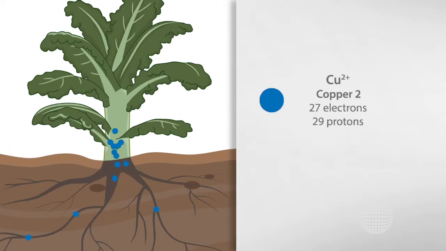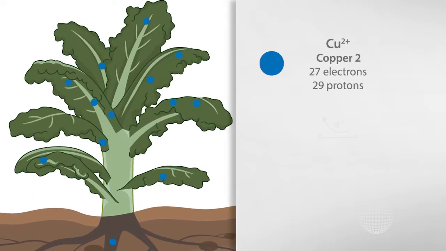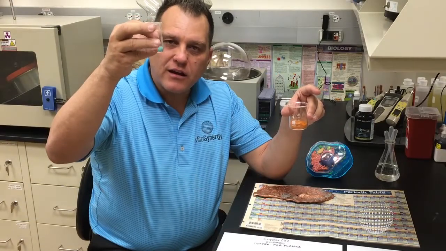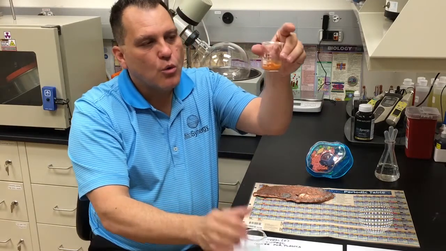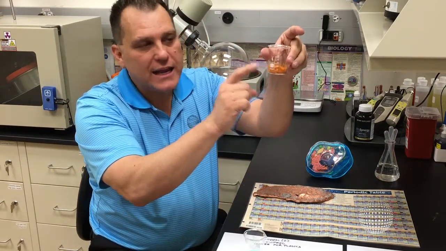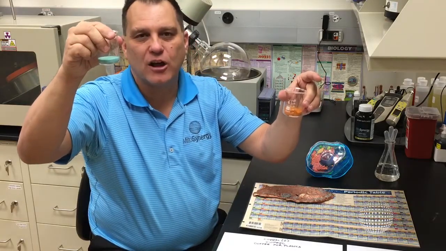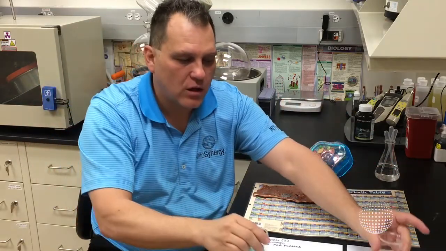Then the plants take copper 2, give it back 1 electron, and make it human copper. Copper 1, cuprous copper, or again, as I like to say, human copper. So when we put 1 electron back onto this copper, it turns this color. When we put this copper in our body and it gets in our cell, it turns back to this color inside the cell, not outside the cell.